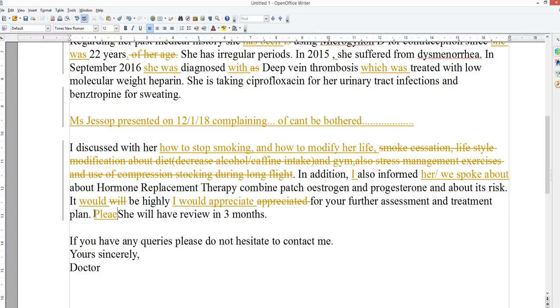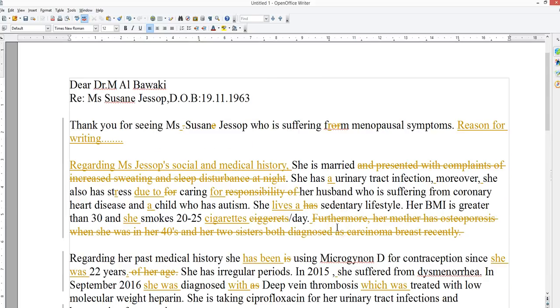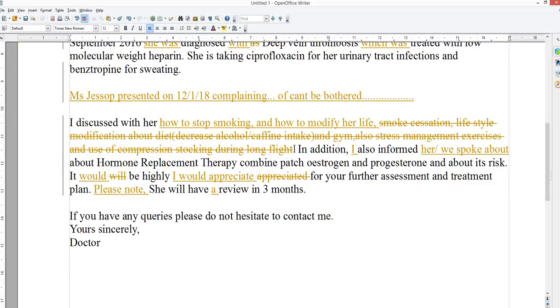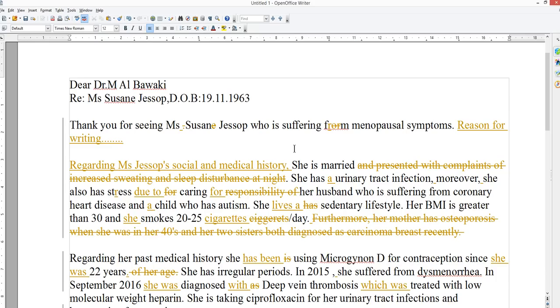Then put an introductory phrase. Please note you will have a review in 3 months. So, quite a few things we need to work on in this if you're going to be aiming for an A or a B, because I'm telling you now, a C+, that's probably what you would get for this.